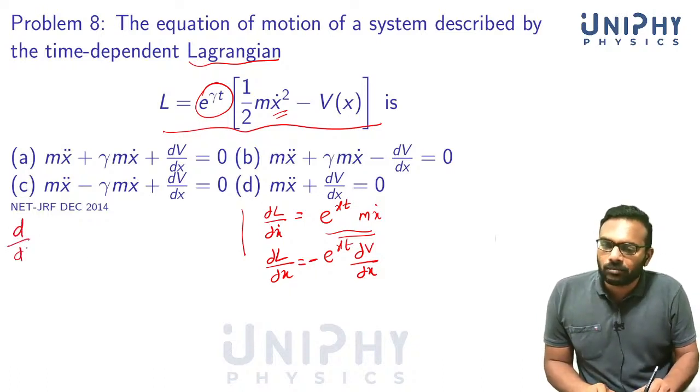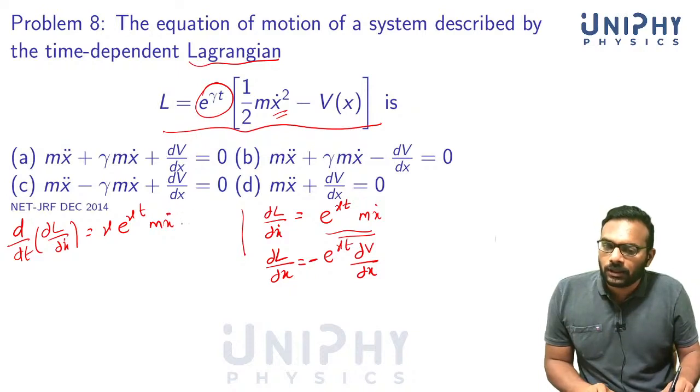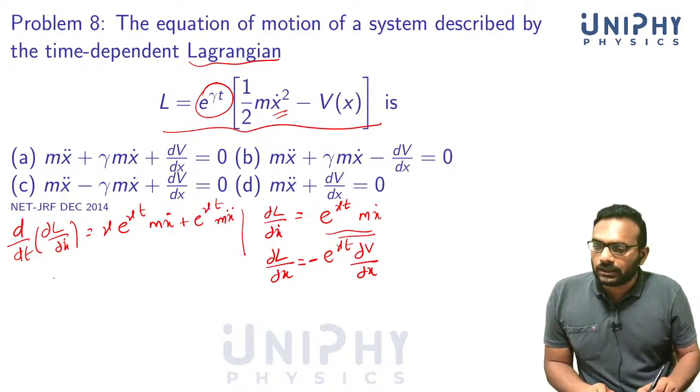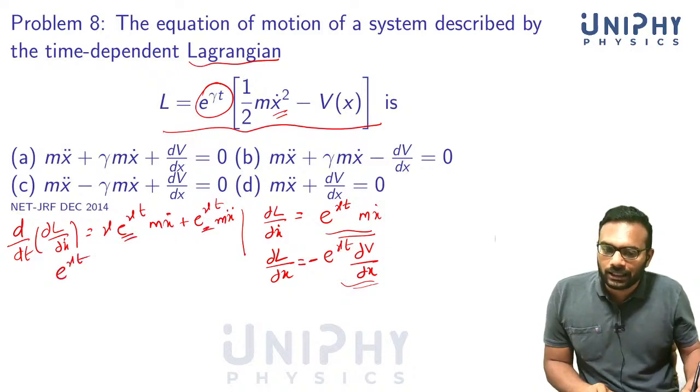Okay. What's this d by dt of dou L by dou x dot? You see that that's equal to gamma e raised to gamma t multiplied by mx dot. Okay, you will have to use the product rule there. Right, gamma e raised to gamma t multiplied by mx dot plus e raised to gamma t multiplied by mx double dot. Okay, and dou L by dou x is again the same. So you see that the equation of motion goes like this. Just combine these terms. You can pull this e raised to gamma t outside, because it appears here, and it appears here.